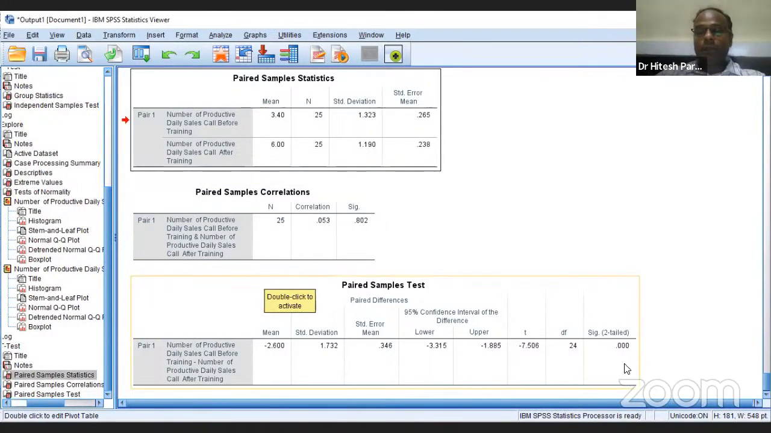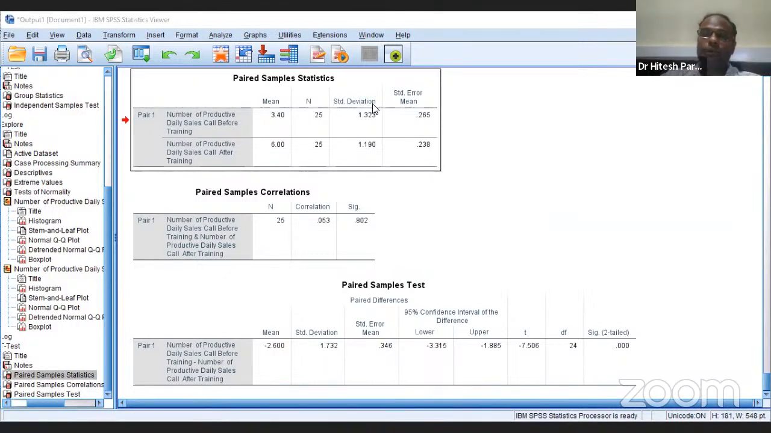Right? A p-value less than 0.05 is indicating a significant difference. Is it clear, everybody? For example, let us take one more example. For example, a group of people joined the yoga classes.